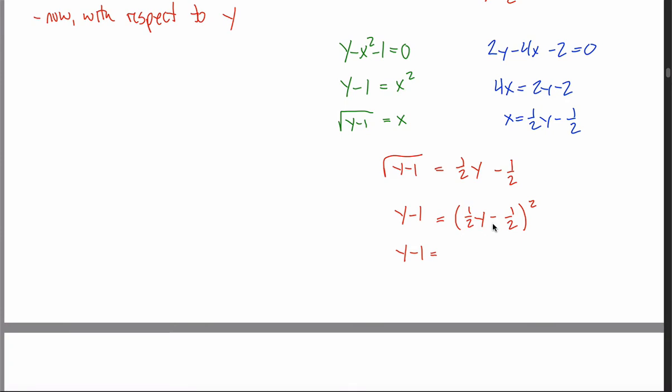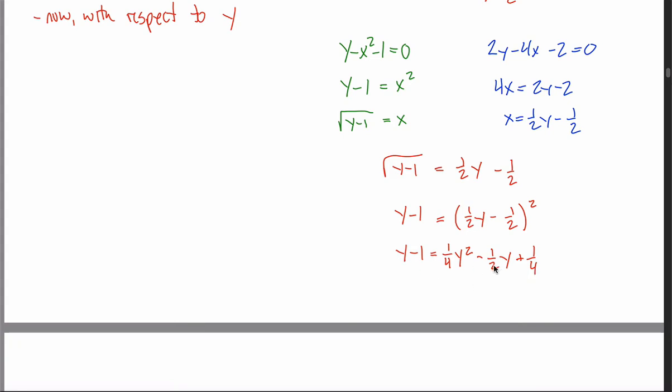1/2 y minus 1/2 times 1/2 y minus 1/2. Well, the 1/2 y times the 1/2 y gives me 1/4 y squared. And then the 1/2 y times the -1/2 gives me -1/4 y. But then I get another one from the O and the I in FOIL. So I kind of get -2/4 y, or -1/2 y. And then the -1/2 times the -1/2 gives me +1/4.